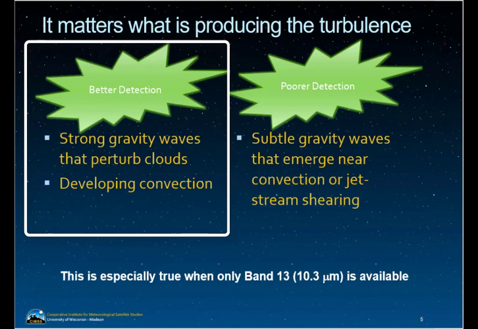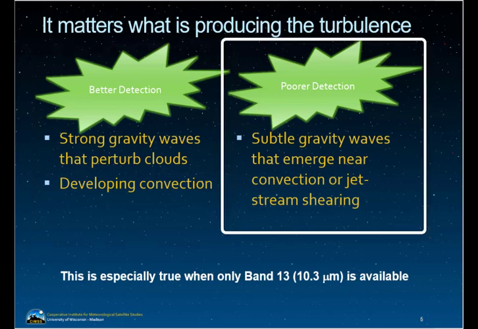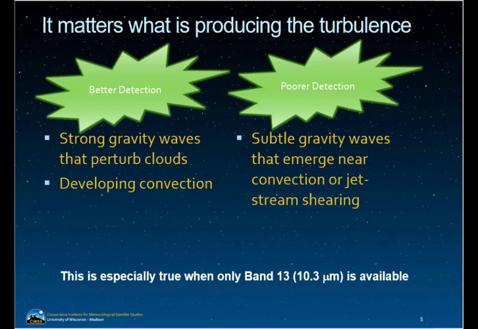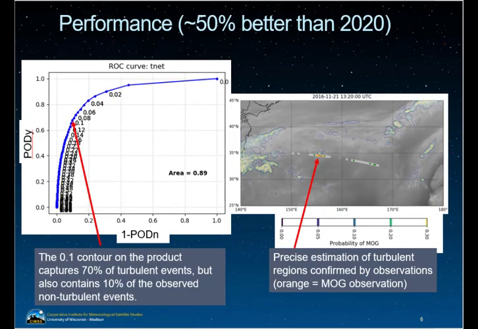The best detection of turbulence is with developing convection or with strong gravity waves that perturb clouds. You have poorer detection for gravity waves that emerge from jet stream shearing. That's even more so if the loop heat pipe malfunction is causing water vapor imagery to be missing. In other words, when only the window channel infrared data are available for turbulence detection. This product has been improved significantly since 2020.